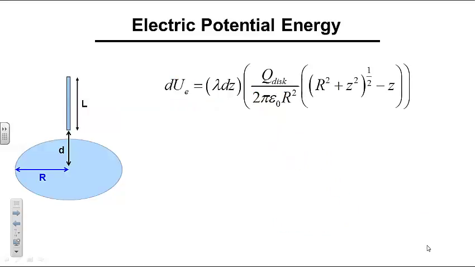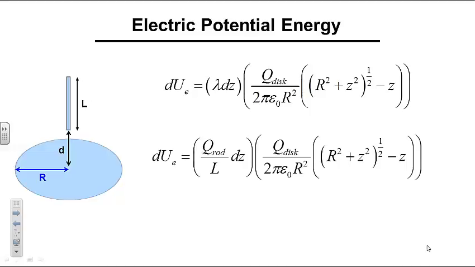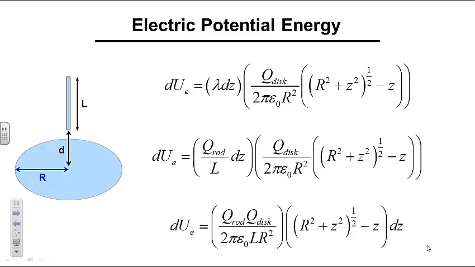As we've done before, we can replace the variable dq with the product of the linear electric charge density, denoted by lambda, and the variable dz, which denotes an infinitesimal bit of length along the rod. After a bit of simplification, we determine an expression for the infinitesimal bit of electric potential energy associated with the interaction of an infinitesimal bit of electric charge in the rod and the electric potential of the disk.